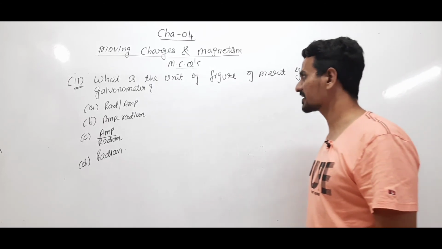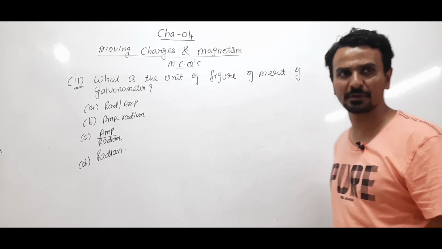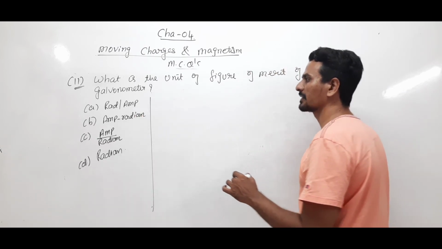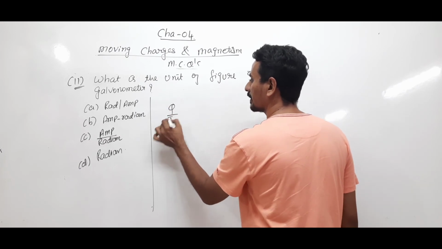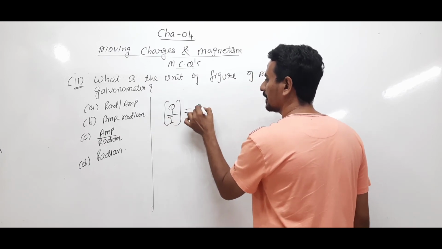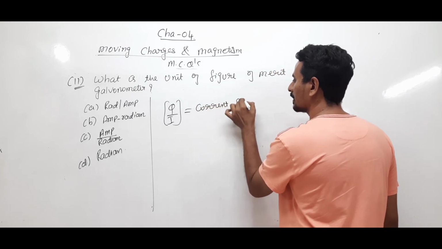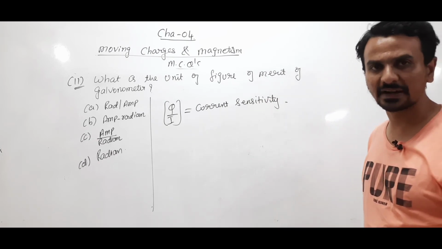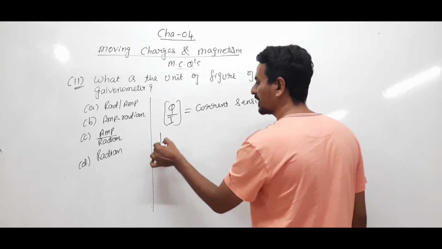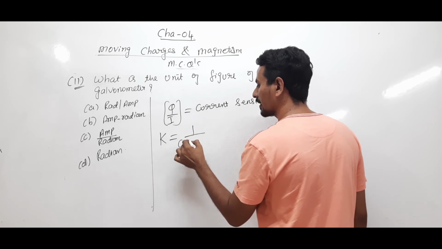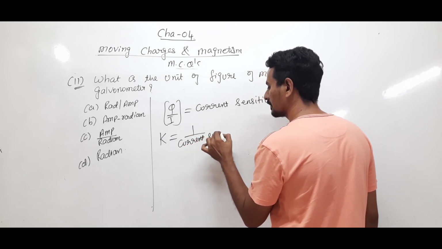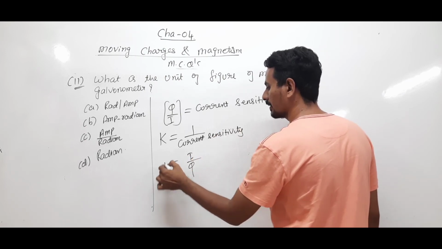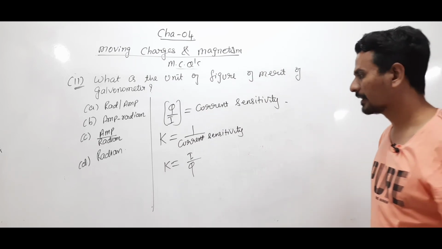11th one. What is the unit of figure of merit of galvanometer? Figure of merit means it is the reciprocal of current sensitivity. This was your current sensitivity. The reciprocal of current sensitivity is termed as figure of merit. It is generally denoted by K. K is 1 upon current sensitivity. So it will be I upon phi, right? Reciprocal of current sensitivity, I upon phi.